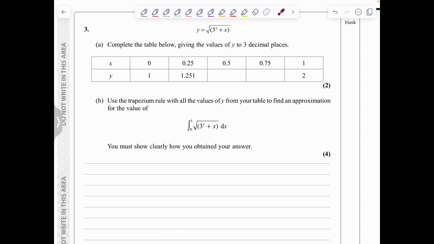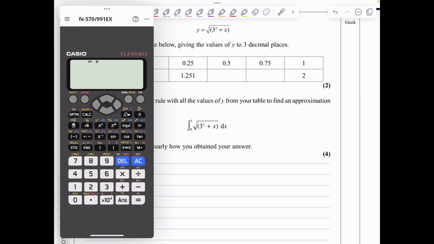In question 3, we are given y to be the square root of 3 to the x plus x, and we are asked to complete the table below giving y to 3 decimal places. So I'm going to use my calculator to recreate the whole table with all values so I can also check that I've got the right answers. So I press the menu, then 9. My f of x is the expression for y, so 3 to the power of x plus x.